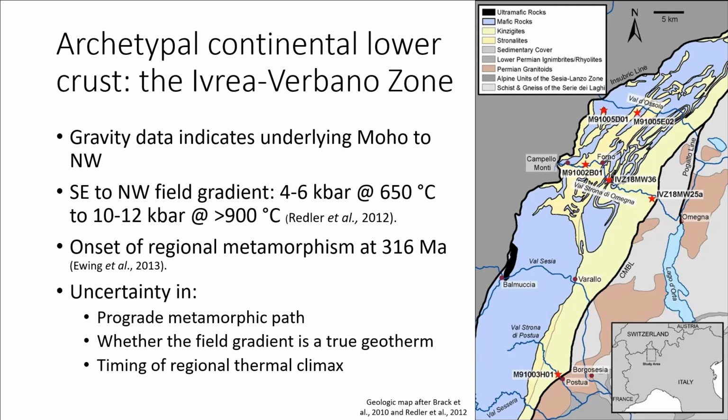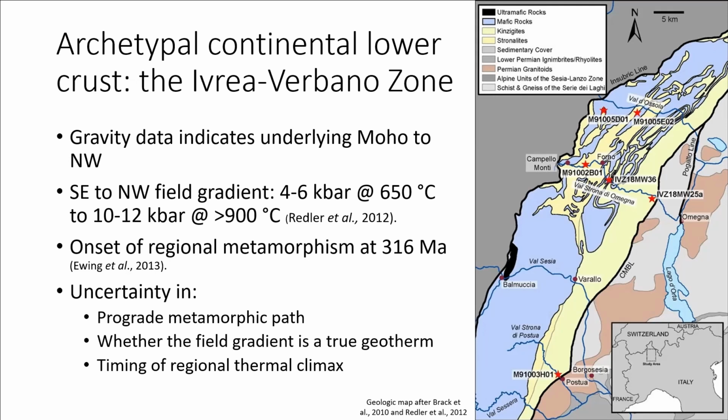There are two main lithologies in the Ivrea Zone, the first being metamorphosed sediments, which are the pale green and yellow on the map. And then the second major lithology are mafic intrusions, including the large Mafic Complex in the southern part of the map.